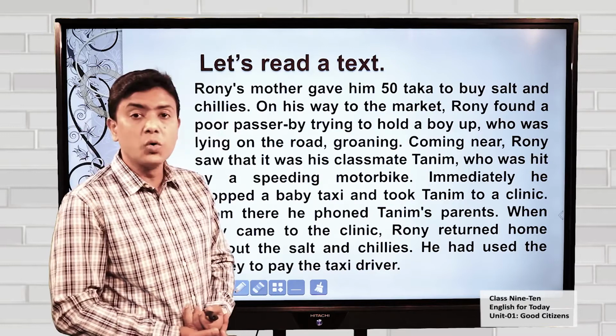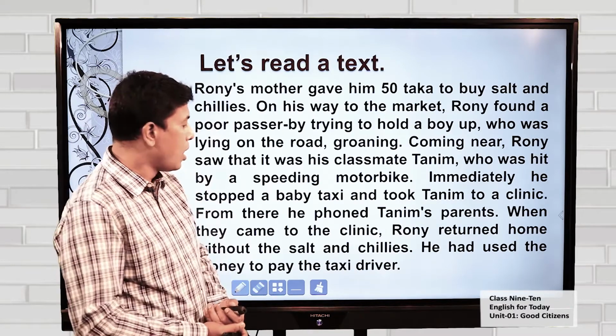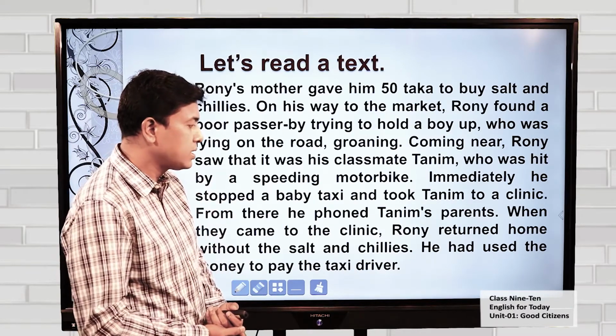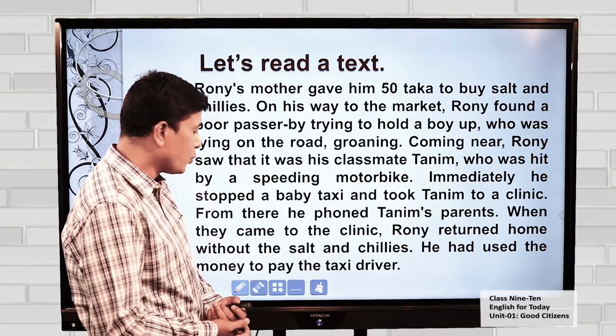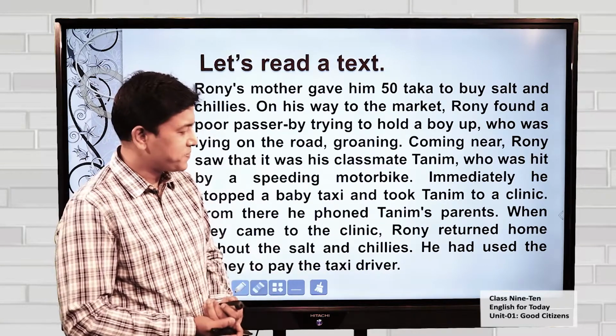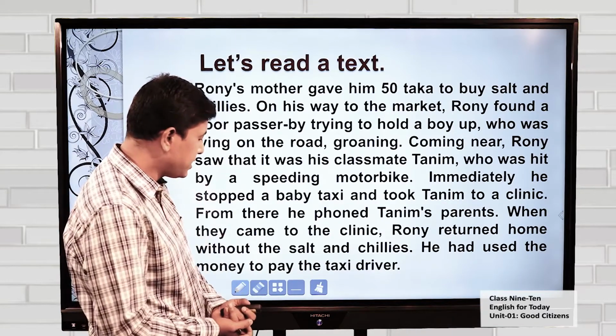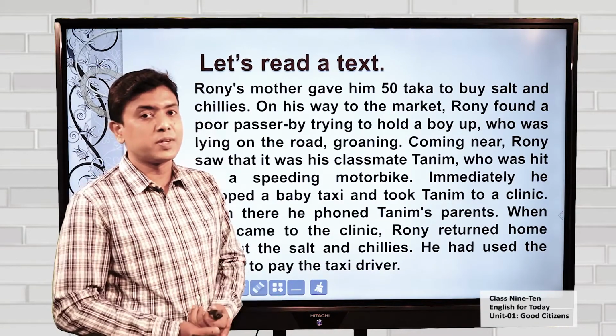From there, he phoned Tanim's parents. When they came to the clinic, Ronnie returned home without the salt and chilies. He had used the money to pay the taxi driver.